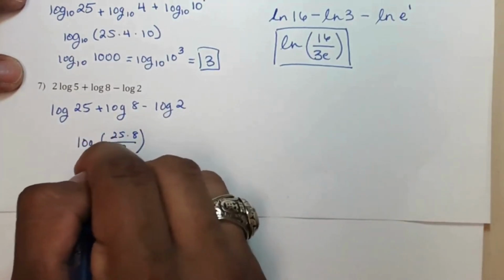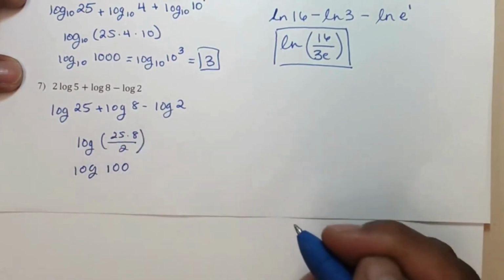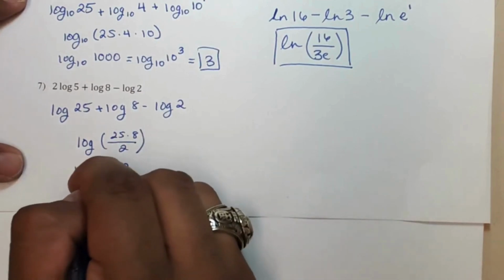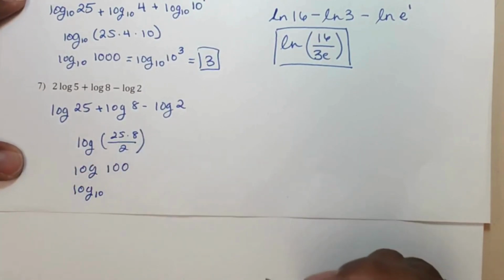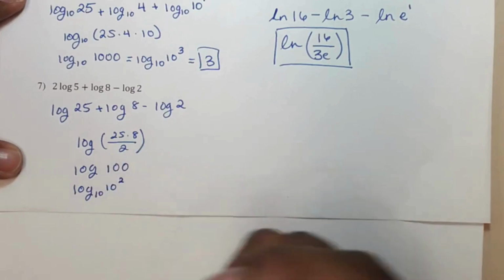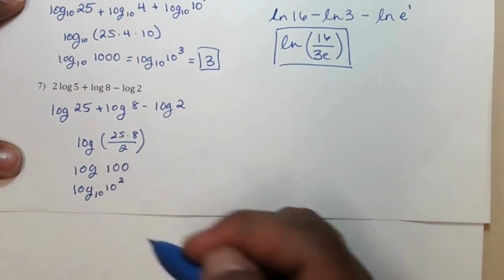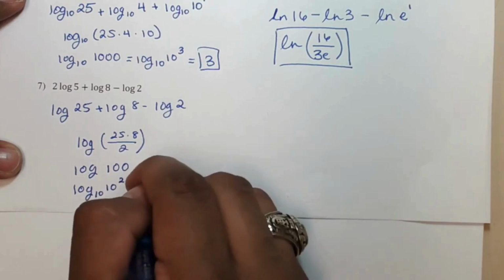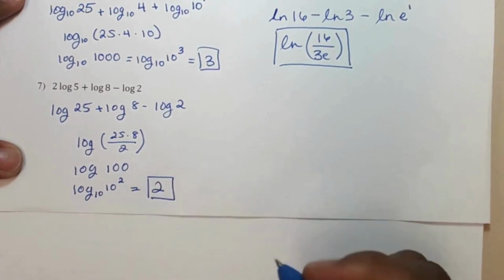So you end up getting log of 100. But again, logs are default base 10. 100 is a power of 10. It's 10 squared. So the base of the log and the base of the exponent are the exact same, and our answer is the exponent.